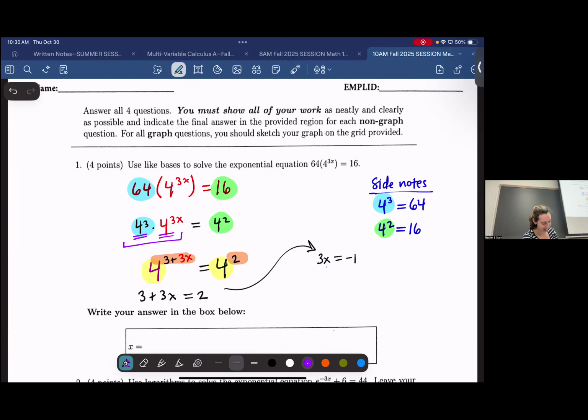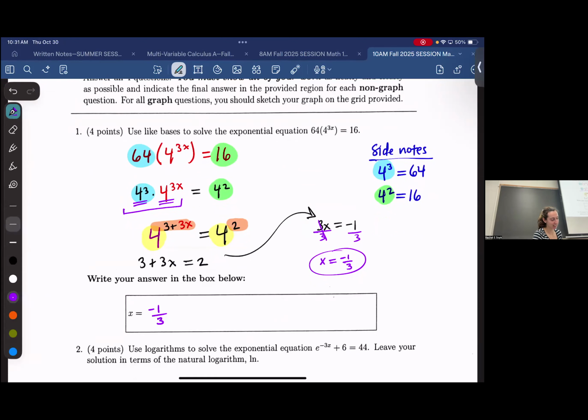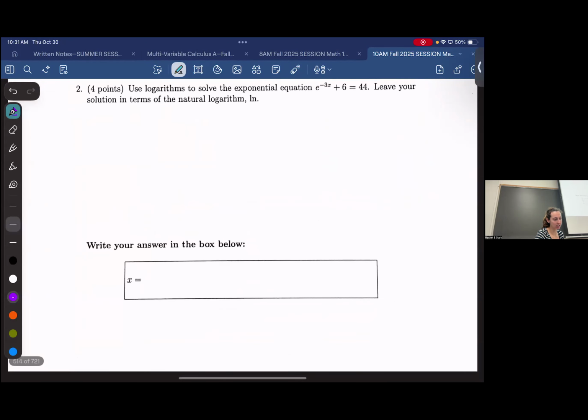And then last but not least, divide both sides by 3. And so our final result is x is equal to -1/3. Let's move on to the second question.